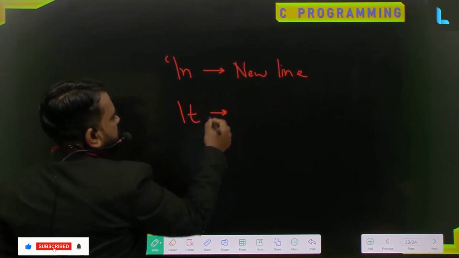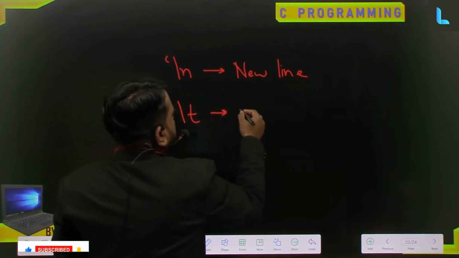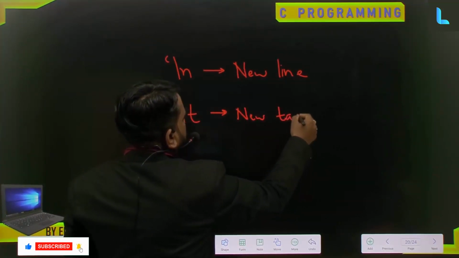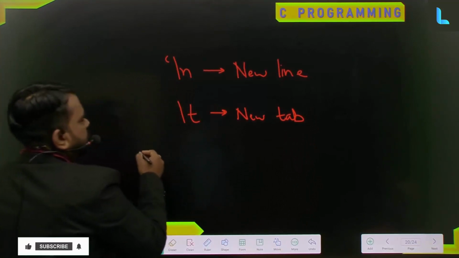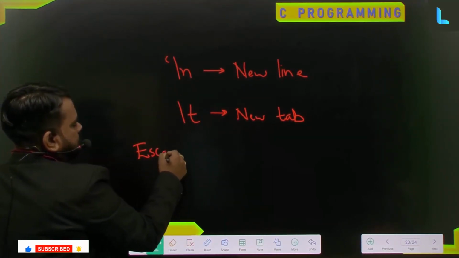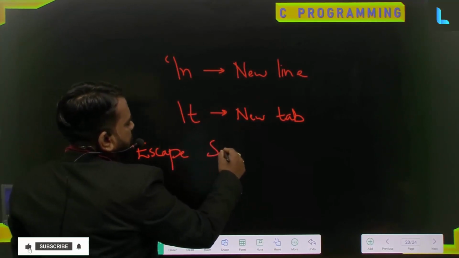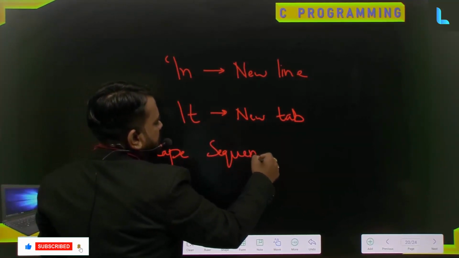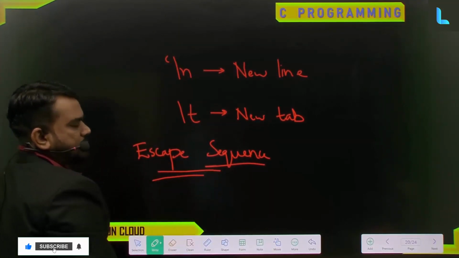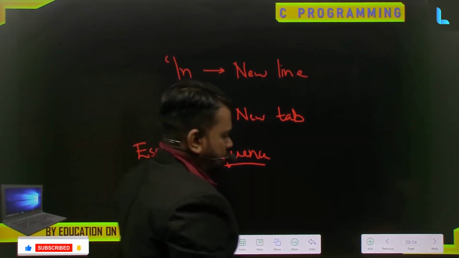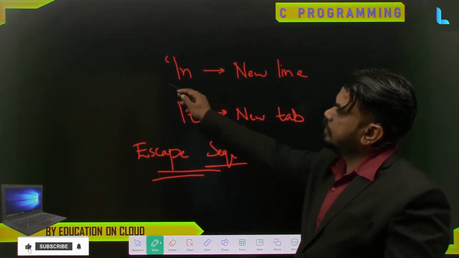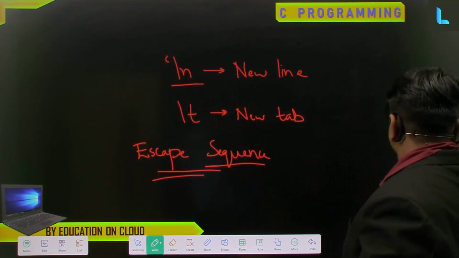In the same way, we have an escape sequence called \t. It will create a new tab space. So basically these are nothing but escape sequences. Many more escape sequences are there. As we continue with the lab programming, I will guide you with more and more escape sequences. You can make a note of it. So \n means new line, \t means new tab space.